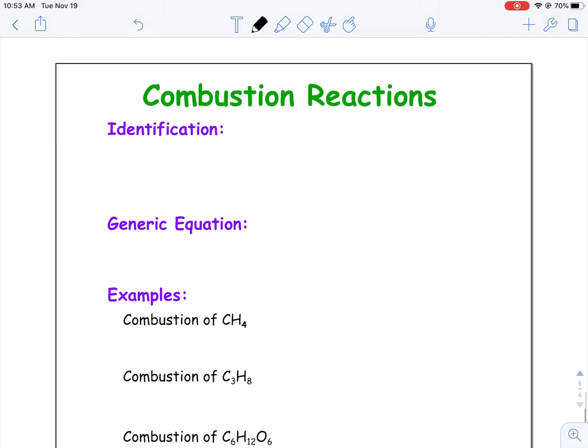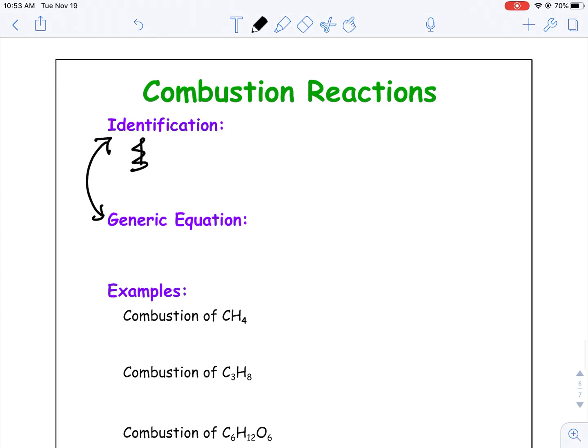The last type of reaction is a combustion reaction. And combustion reactions are actually pretty easy because 3 of the 4 parts of the equation are always the same. So my generic equation and identification are going to be sort of linked here. So the way you identify a combustion is that the problem will say combustion in it, just like the examples below.